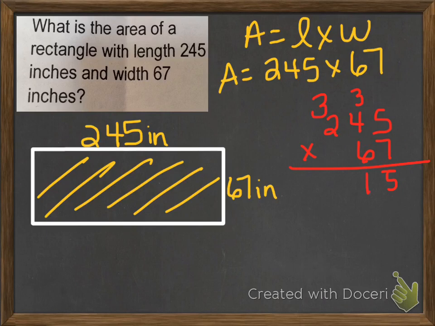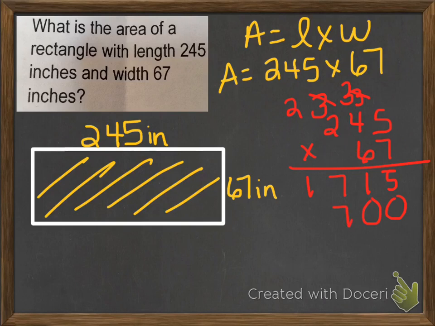7 times 2 is 14, plus 3, 14, 15, 16, 17. Now I'm done with these two, and I'm going to start multiplying with the 6, but first I'm going to drop a 0. 6 times 5 is 30, carry my 3. 6 times 4 is 24, plus 3, 24, 25, 26, 27.